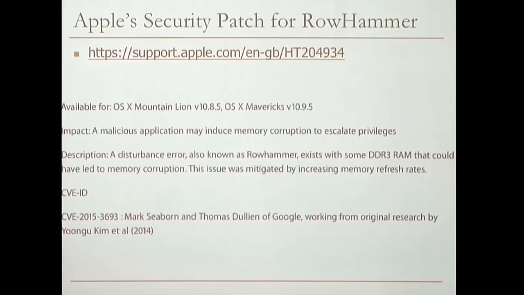So Apple's solution, and a lot of the industry solution in existing DRAM chips employed in the field, is increasing the refresh rate, because that's the only thing that makes sense and is easy to do, doable. Basically, they said Rowhammer exists and leads to memory corruption. This issue was mitigated by increasing memory refresh rates. They don't say by how much. I don't know, maybe 2x, hopefully not 4x. But regardless, it's bad because it affects your power and performance, right? So this is not a good solution. At least across the board, the increase of refresh rate is not good.